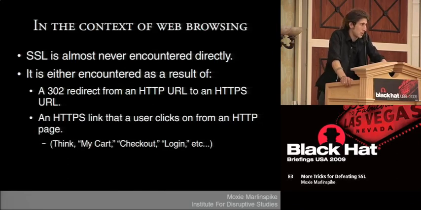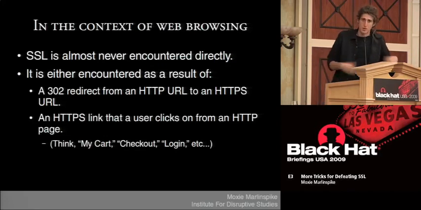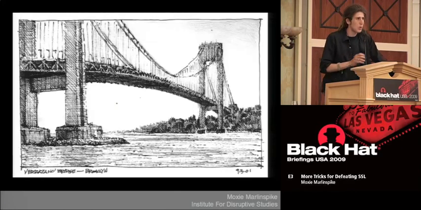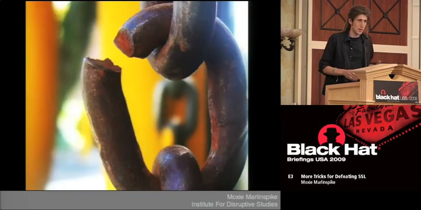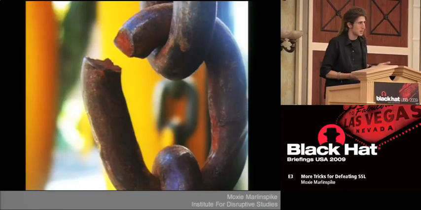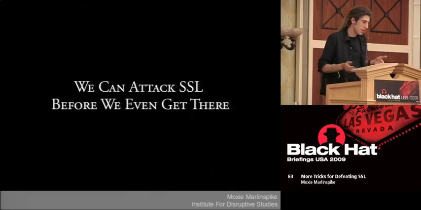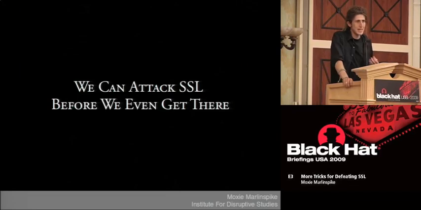Or SSL is encountered through links, right? You're browsing along, and eventually you encounter a link that says, check out, or my shopping cart, or log in. And at that point, you switch into SSL mode. The thing is that both of these points are bridges, and they're weak, right? Because they're dependent on HTTP. And so the thesis of SSL stripping is that you can essentially attack SSL before you even get there.